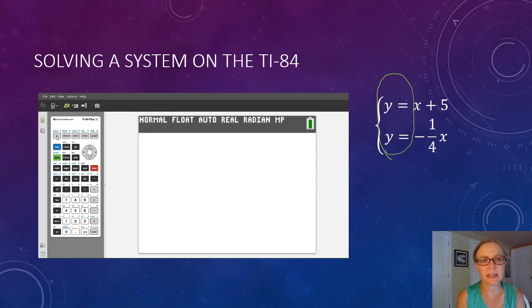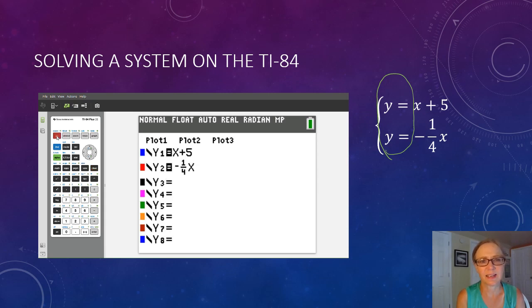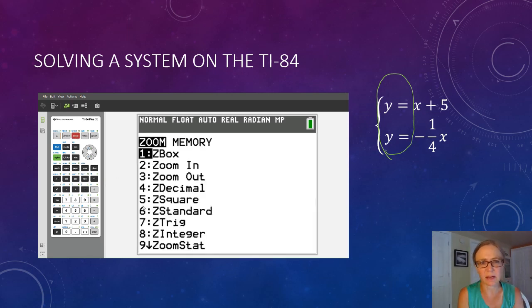So we're going to press y equals. Now I've already typed in x plus 5, and I've already typed in the negative 1/4 x. So both equations need to be in there. Notice that the equal signs should be highlighted with little black rectangle.